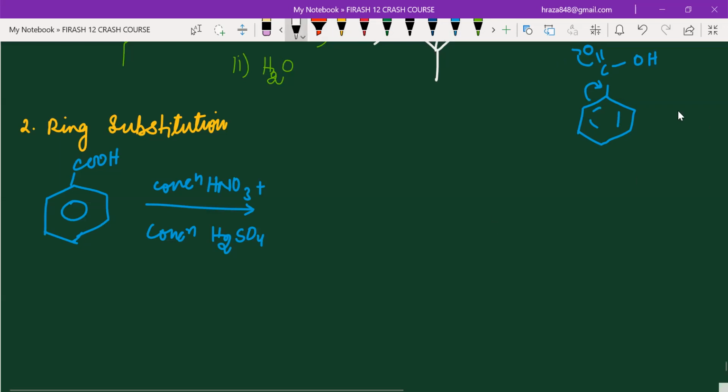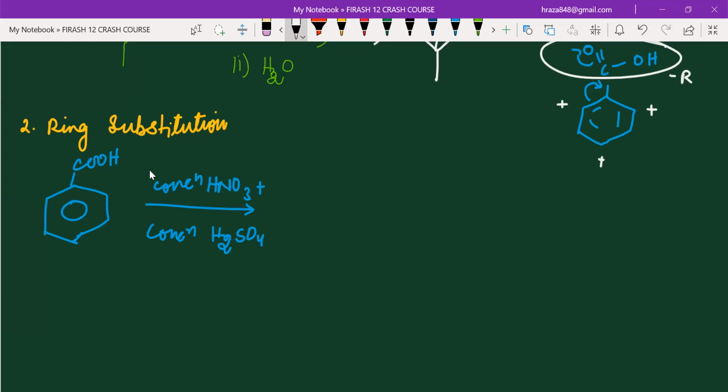Yeah, so this will be acting as minus R because it is withdrawing electrons, so it will be acting as negative R, and due to this negative R, there will be positive charge on ortho, para, and ortho. And basically, the charge on meta does not take place, or the meta position does not participate in the reaction, you can say, in resonance.